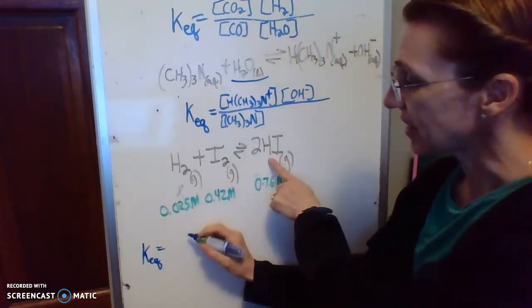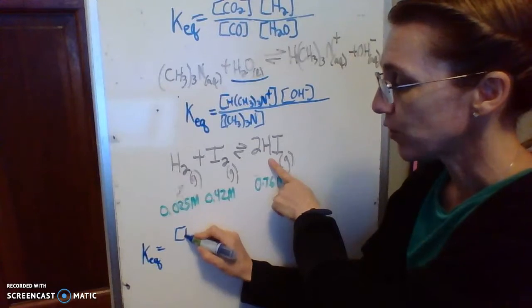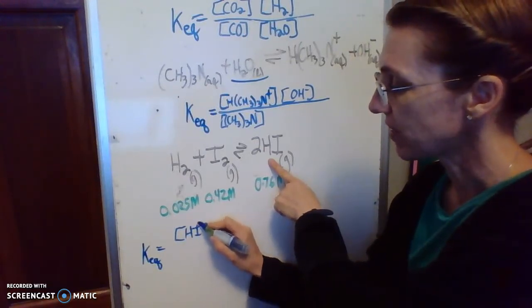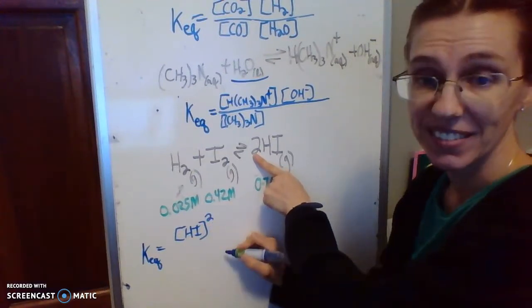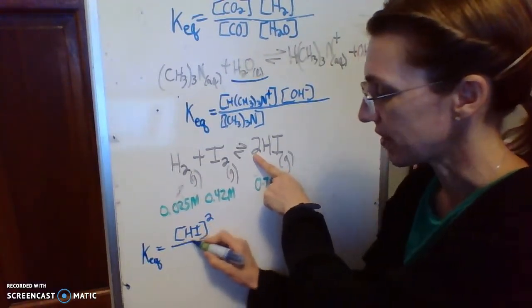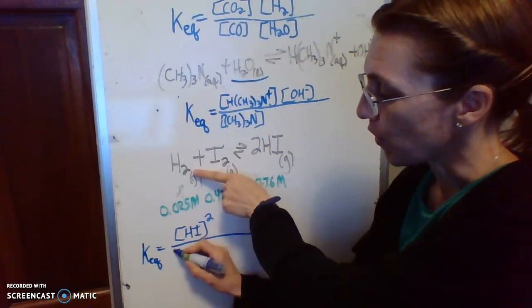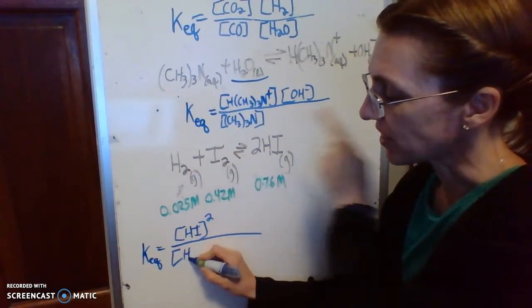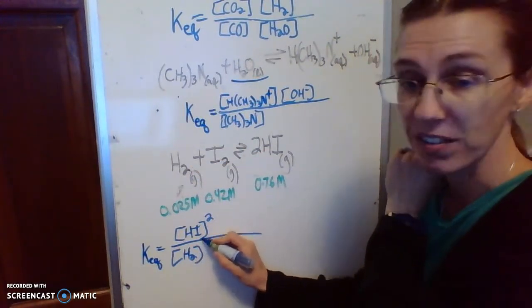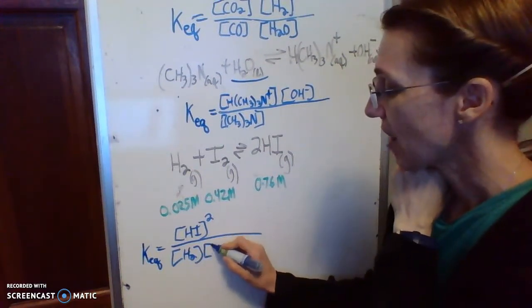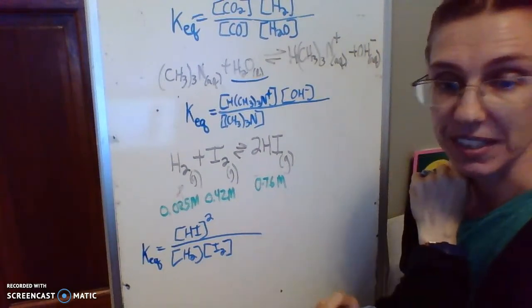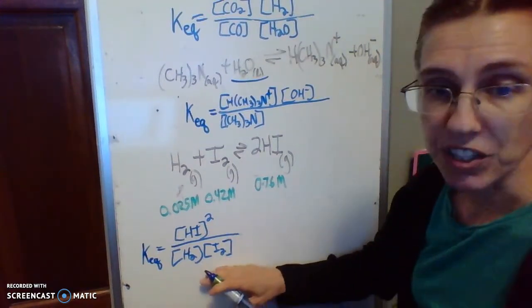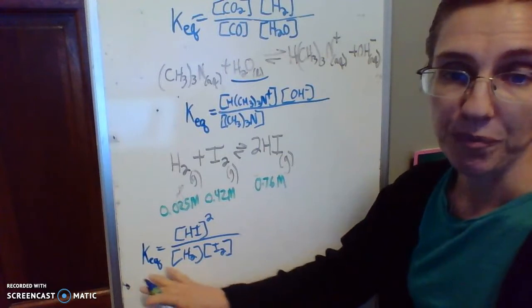Remember, it's the products. We only have one product here. So it's HI, the concentration of HI, raised to the power of its coefficient, which means we square this. Okay, that's what the 2 means. We square it. And on the bottom, we have the concentration of the reactants, H2, raised to the power of its coefficient, which is 1. And then we've got I2, raised to the power of its coefficient, which is 1. Okay, so this is a general expression for the Keq.